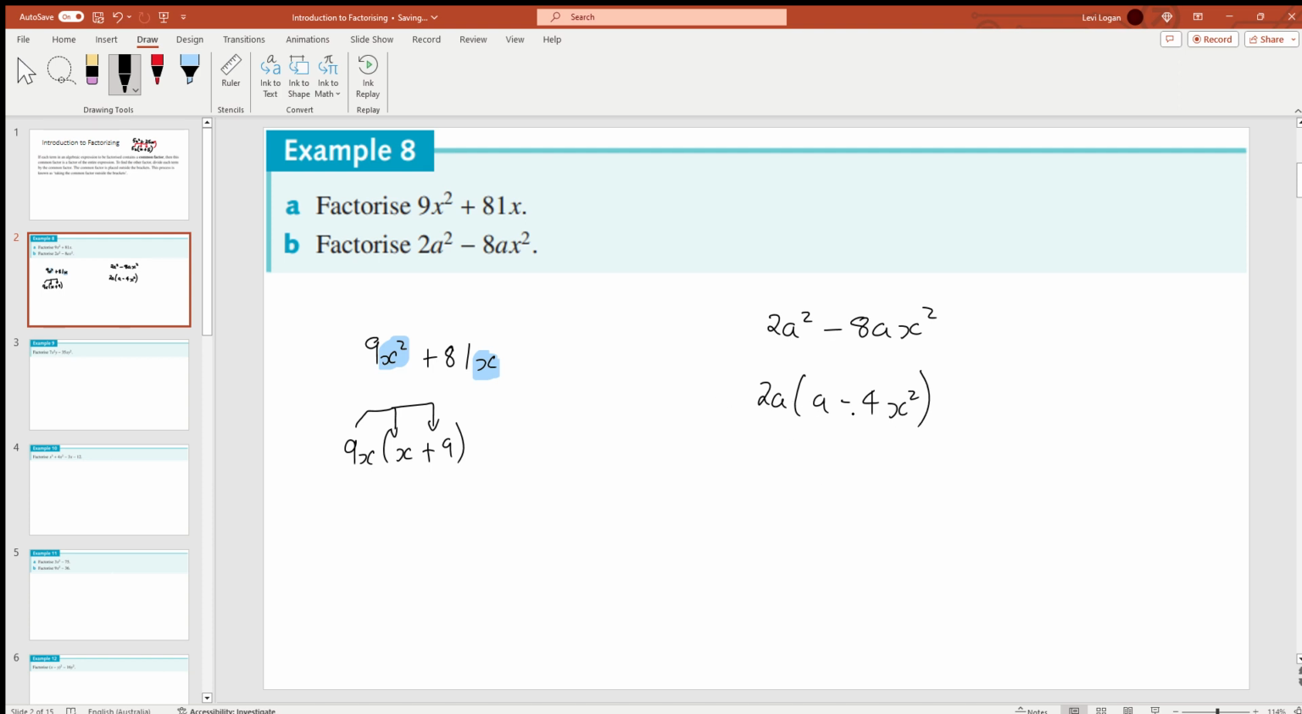Right. So I can't see anything else I can factor out, and let's see if I multiply this out, I get the expression above. If I multiply this and this, I'll get 2a squared minus 8ax squared, and that's it. That's that example done. Let's move on to the next one.